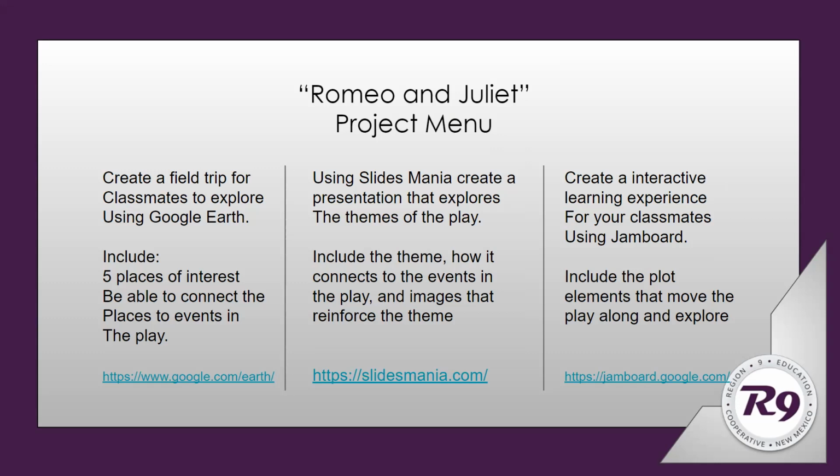And so they had to pick something like the Jim Crow laws and follow the history of it and where it went and where the different meetings were held and all the uprisings. They had to track that. So you could do the same thing with Romeo and Juliet. Give them 5 places of interest, connect it to events in the play and things that occurred during the play. So they actually put together a virtual field trip on Google Earth that they could present to your students really, and they get to teach the class.